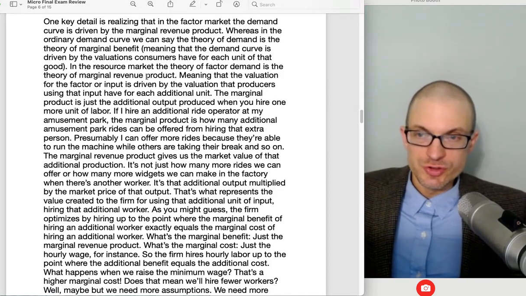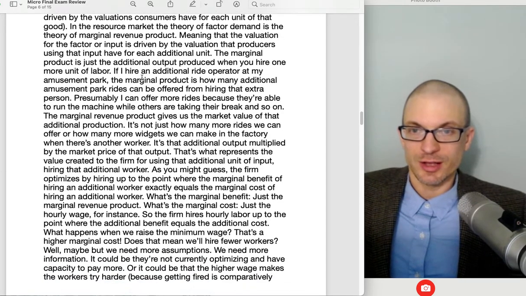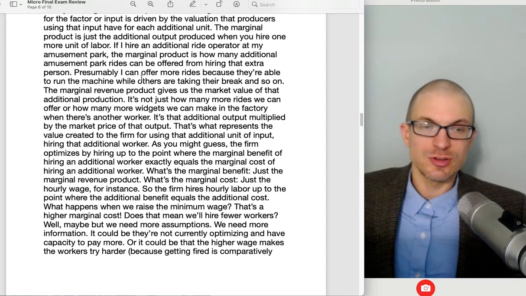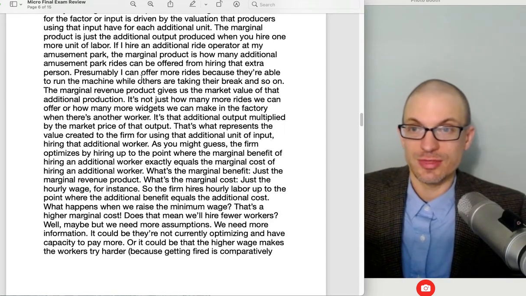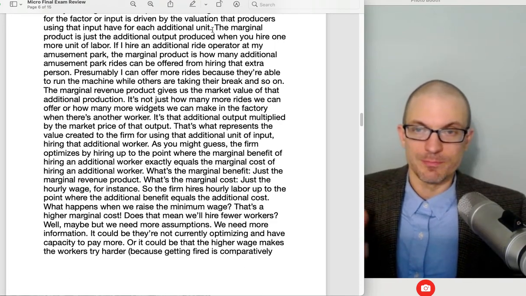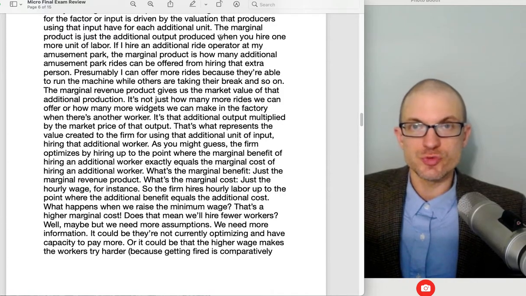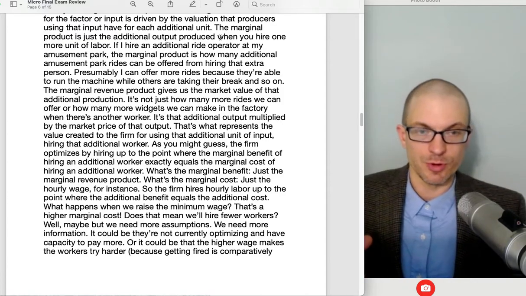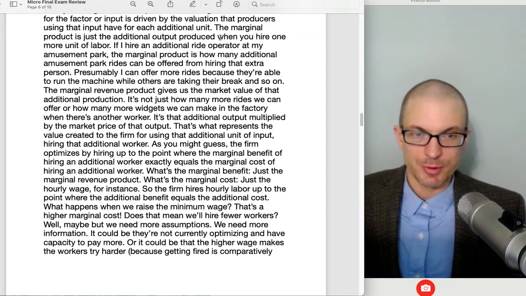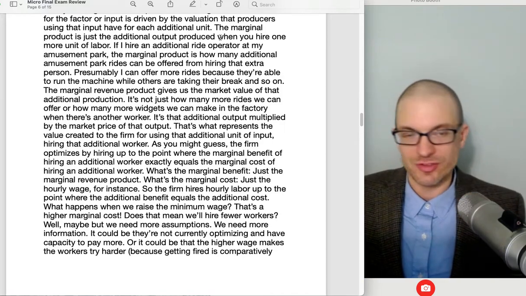Now, in the resource market, the theory of factor demand is the theory of marginal revenue product, meaning that the valuation for the factor or the input is driven by the valuation for producers using that thing, for each additional unit of that item. Now, the marginal product is just the additional output produced when you hire one more unit of that input. So if you hire an additional worker, it's how many additional widgets I'm able to get. Or I hire another worker at the amusement park, it's how many additional amusement park rides I can offer.